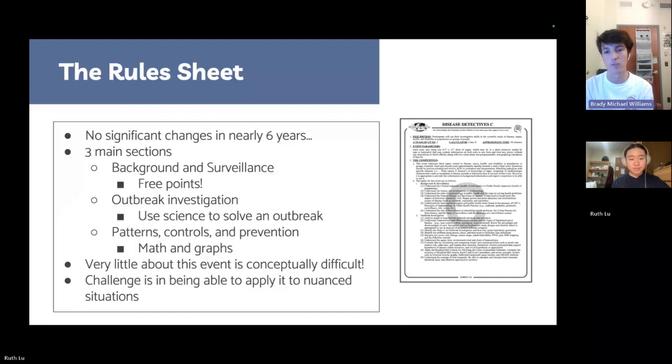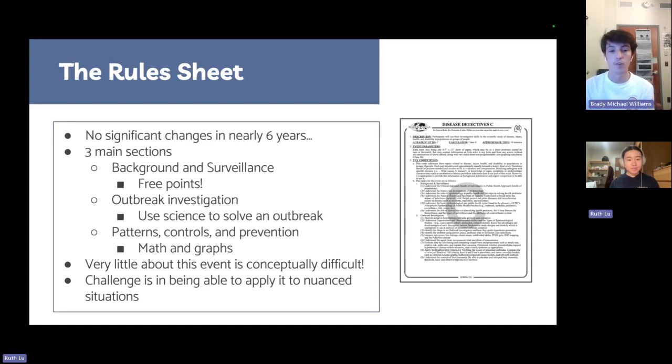The first one is background and surveillance, and this is a lot of the basic information, a lot of the vocab, a lot of the general big ideas of epidemiology, as well as surveillance, which is just how we figure out when there is an outbreak.